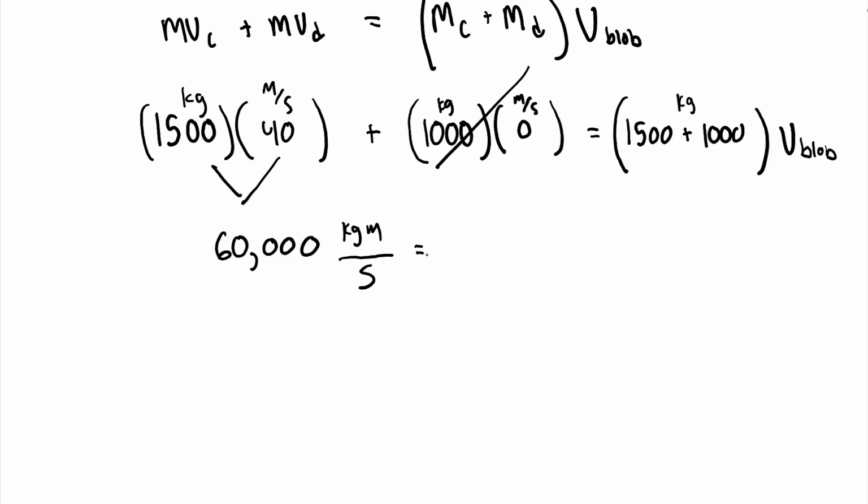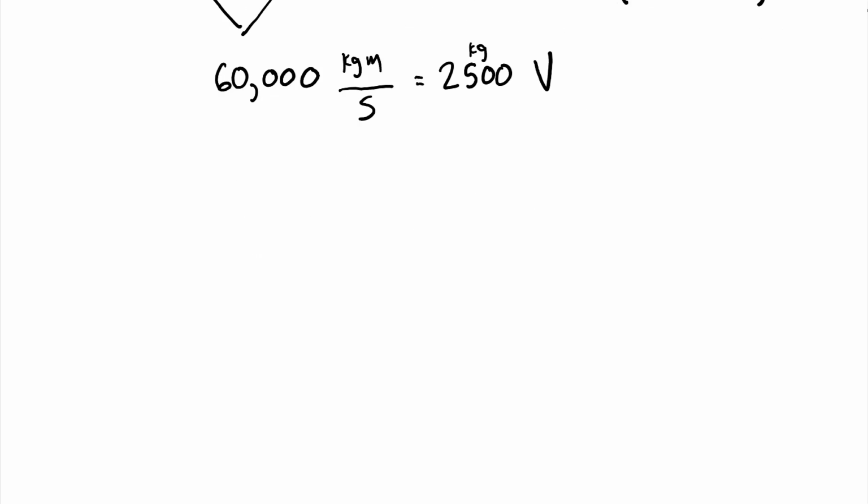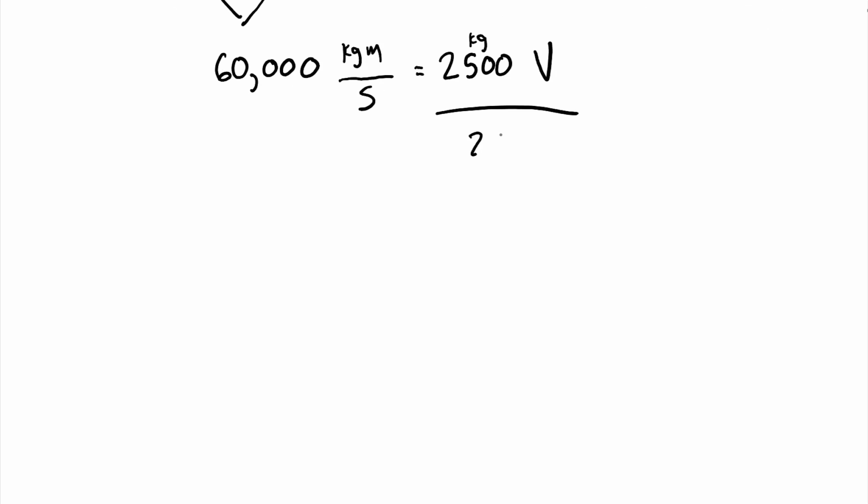That is equal to the mass of the blob, 2500 kilograms, times the velocity I want to find. So what I do is I divide by 2,500 kilograms on both sides. And what that gives me is 60,000 divided by 2,500. And 60,000 divided by 2,500 is 24.